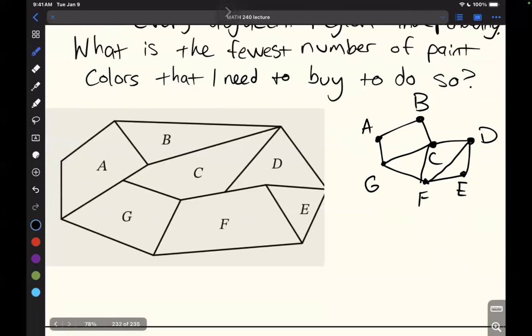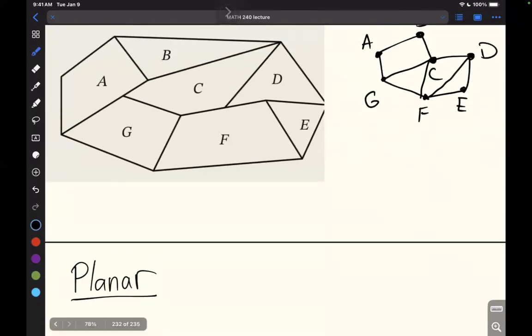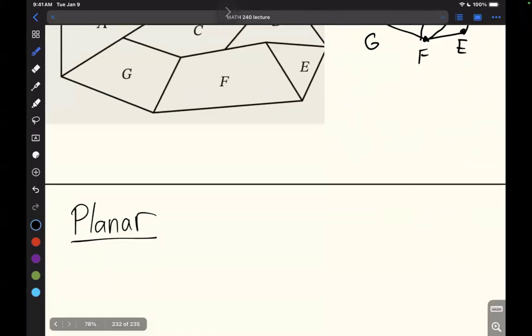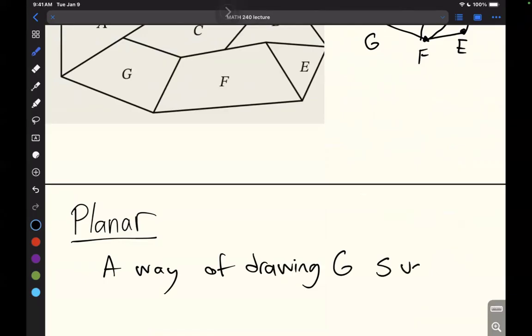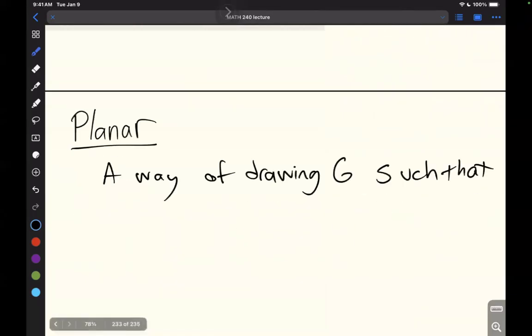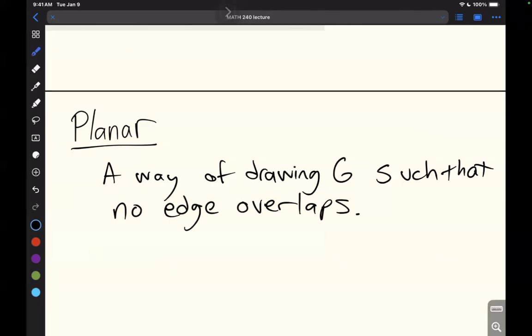But I want to mention that this is a special kind of graph. This is a kind of graph that we call planar. Planar means a way of drawing G such that no edge overlaps. So for example, this graph we call planar. There's no edge crossing.